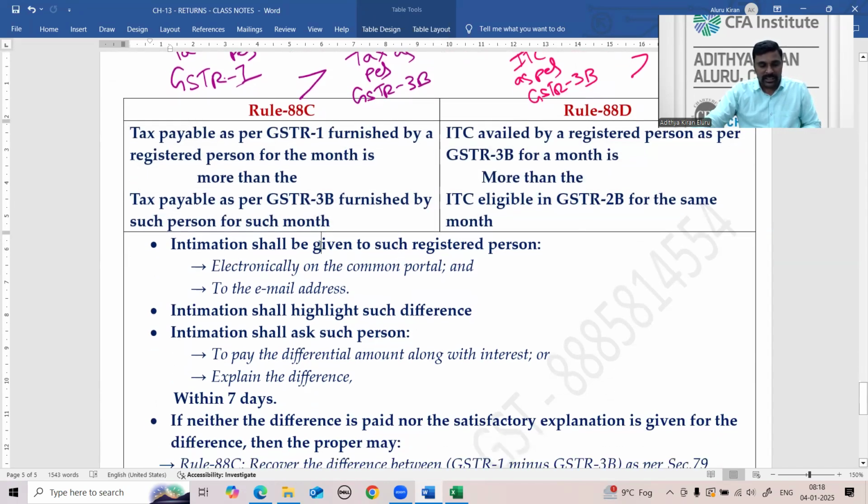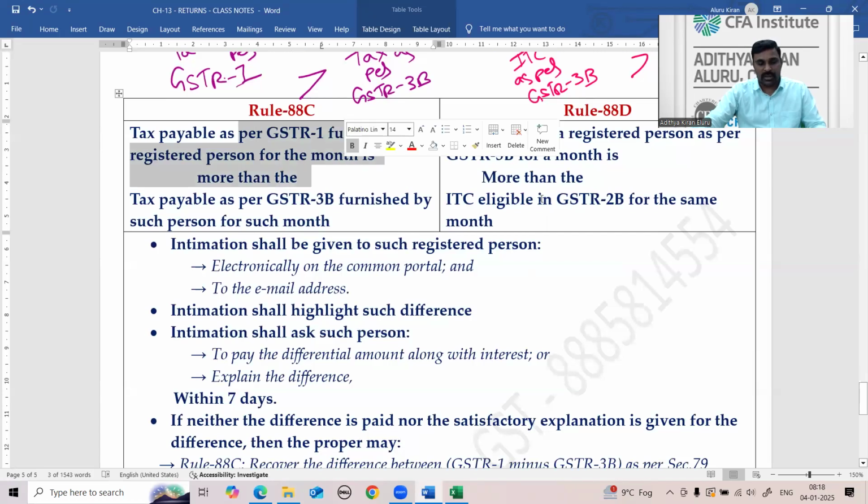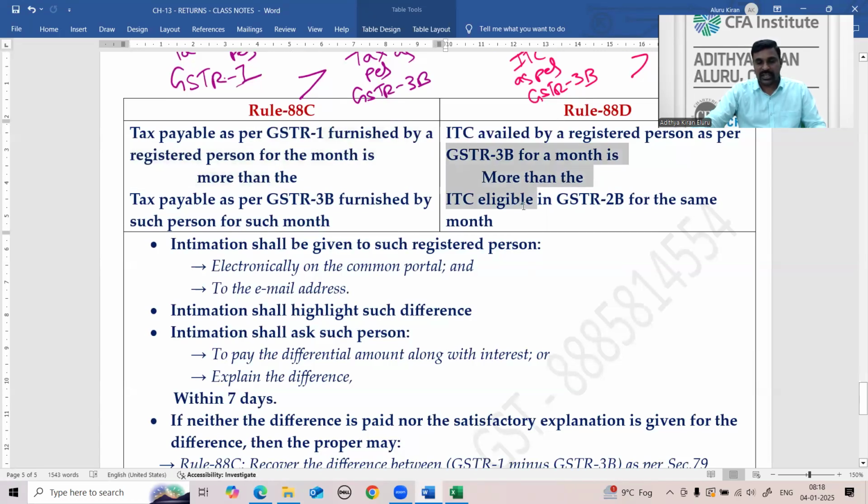So intimation shall be given to such registered person electronically on the common portal and also to the email address. So you can download the intimation from the GST website, and the intimation will be sent to your email ID also. Okay, so in that intimation, they will highlight the difference: what is the difference between GSTR 1 and GSTR 3B, and what is the difference between GSTR 3B and GSTR 2B.